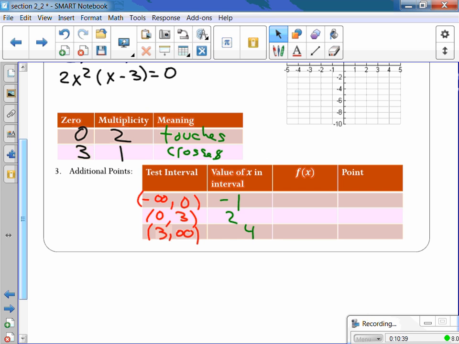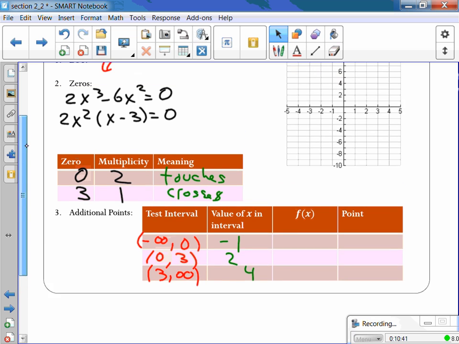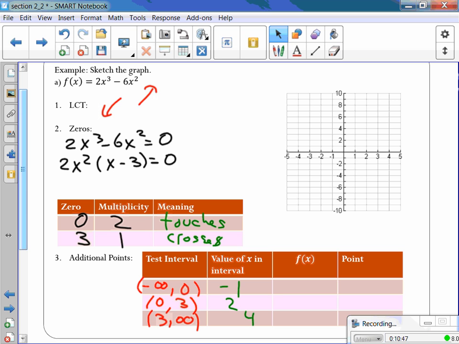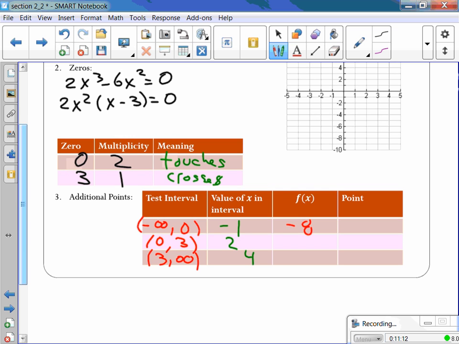What do we do? So I have that -1. You substitute it into your original equation. Absolutely, substitute into the original equation. So that -1, what do we get? -2 minus 6, -8. Absolutely. Not only do I have a point that's on my graph, but now I know that all the points between negative infinity and 0 are where? Below the x-axis, absolutely.